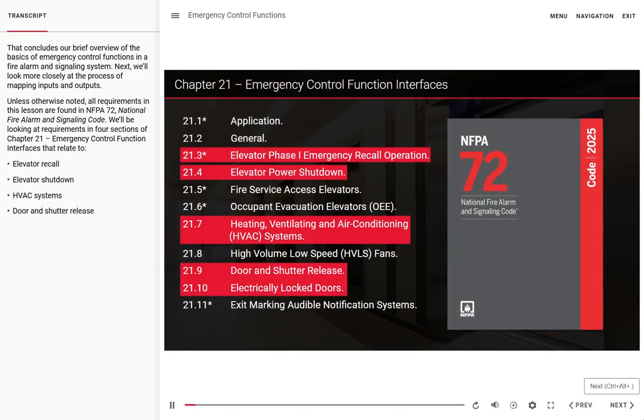That concludes our brief overview of the basics of emergency control functions in a fire alarm and signaling system. Next, we'll look more closely at the process of mapping inputs and outputs. Unless otherwise noted, all requirements in this lesson are found in NFPA 72, National Fire Alarm and Signaling Code. We'll be looking at requirements in 4 sections of Chapter 21, Emergency Control Function Interfaces, that relate to elevator recall, elevator shutdown, HVAC systems, and door and shutter release.